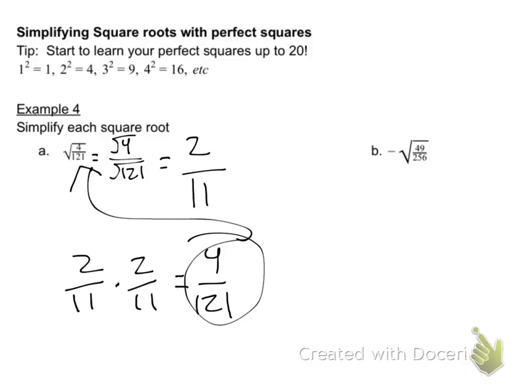Now, we all know you cannot take a square root of a negative number. In part B, are we taking the square root of a negative number? No. We're taking a negative of a square root. We're not taking the square root of a negative. So therefore, yes, we can do this.